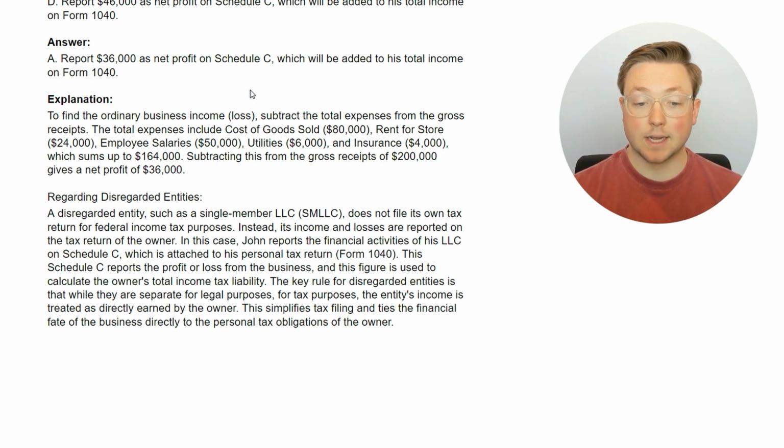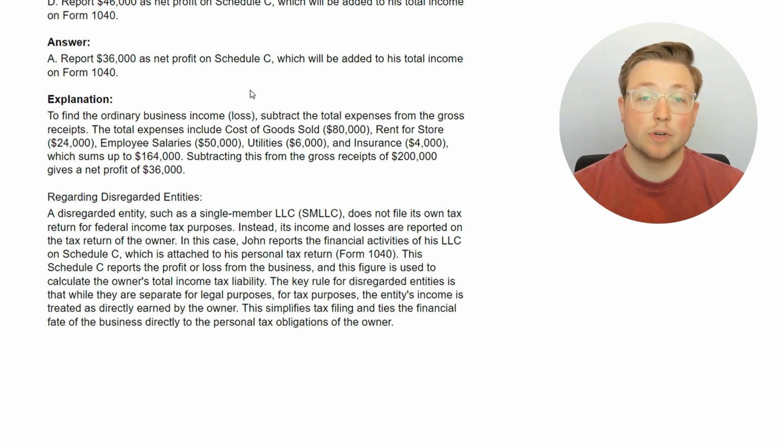This simplifies tax filing and ties the financial fate of the business directly to the personal tax obligations of the owner. So essentially, disregarded entities are entities like single member LLCs or sole proprietorships. Those are the more common ones, where for tax purposes, all the business is technically run by the individual, not necessarily the business that they're running. So it's all taxed to them. And that's why you have to use a Schedule C, which is a part of the 1040, instead of a 1065 for a partnership or an 1120 for a corporation or an 1120S for an S corporation. So essentially, you just figure out what the business income or loss was on the Schedule C, and then you put that on the individual's 1040.